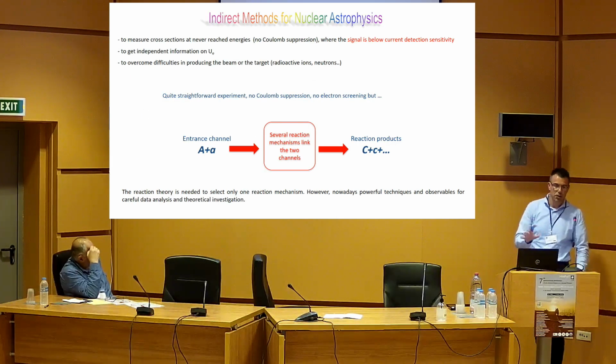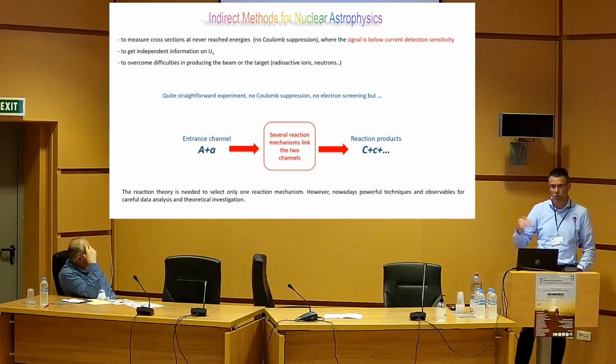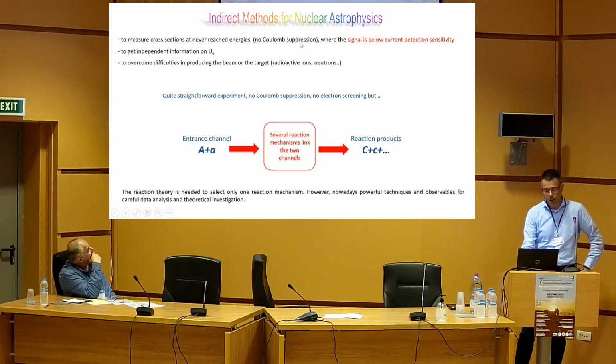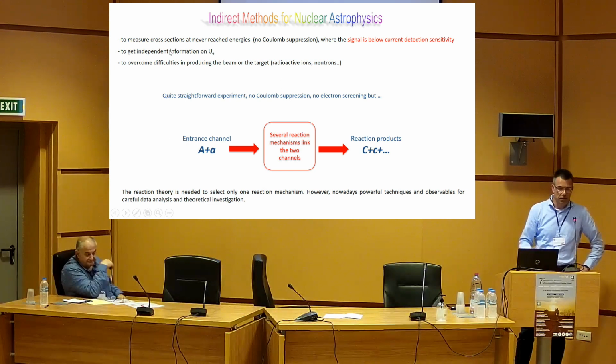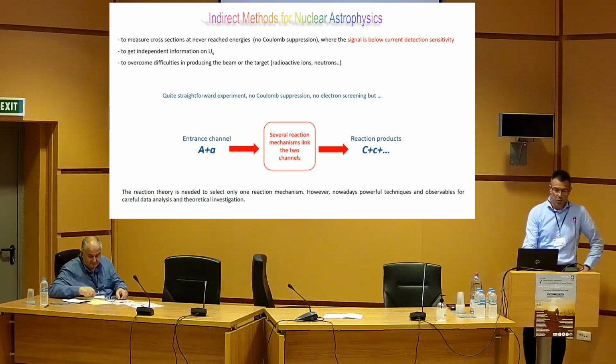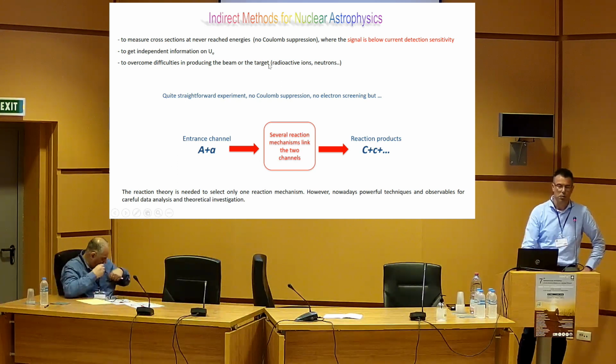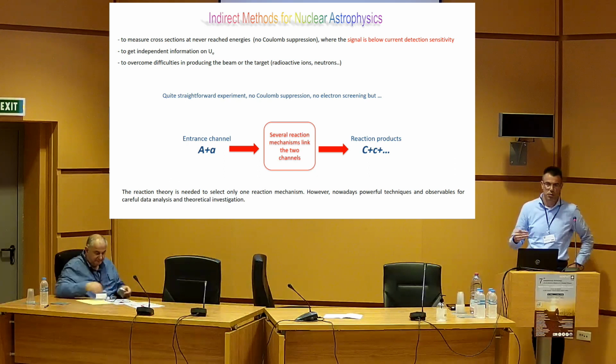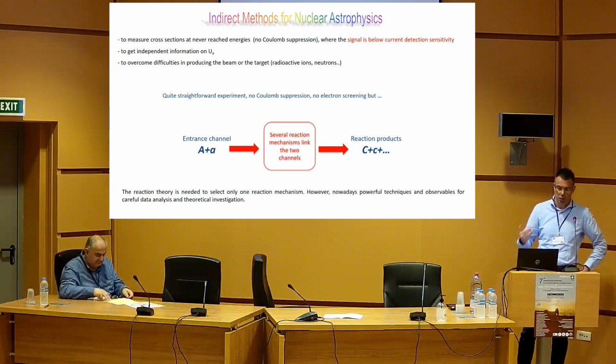So indirect methods, and we have a series of them, and Trojan Horse is just one of them. As you can see, they give us the possibility to explore and reach regions of energy below the standard limit that you can achieve with direct measurements. So you don't have the Coulomb suppression effect. We will see the reason why. Then we can get independent information on the screening potential, and also we can overcome technical difficulties in producing either the beam or the target, because we might be interested in reactions induced by radioactive ions or in neutron-induced reactions.